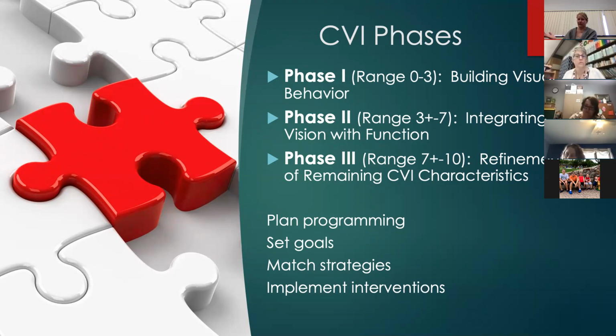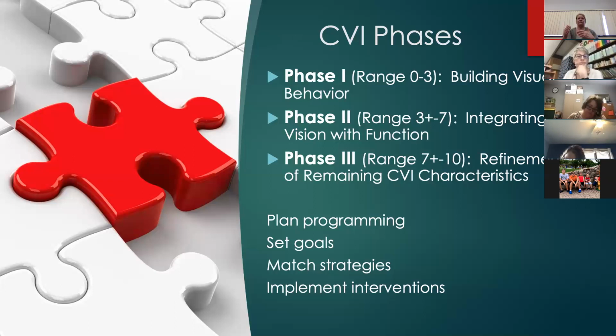Carlson Center, okay? However, we may get some of these kids. It just depends on where they're at. Phase 2, we'd see a lot more kids generally in our population here with range 3+ to 7. And here we're starting to integrate vision with function. We're starting to be able to not only see things and perceive them, recognize them, but using them.